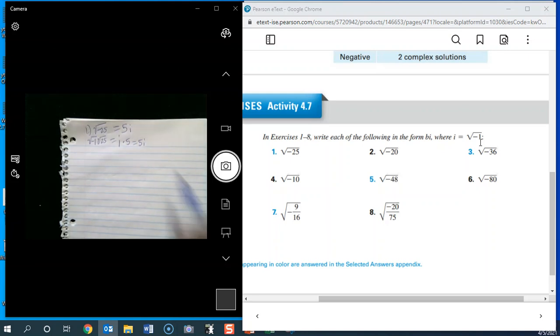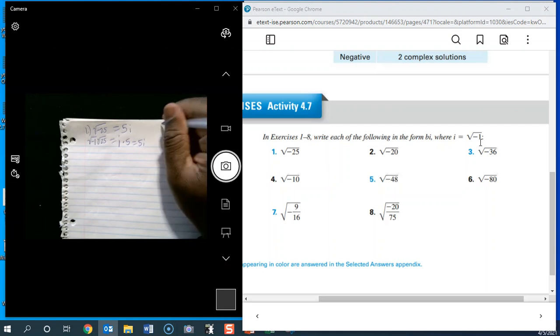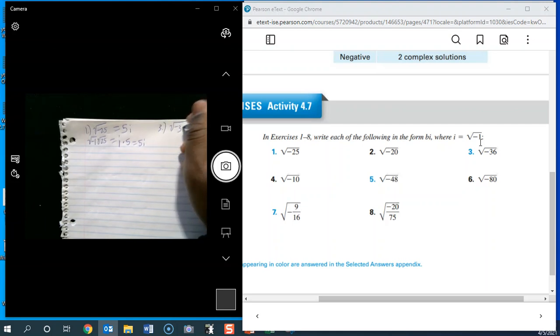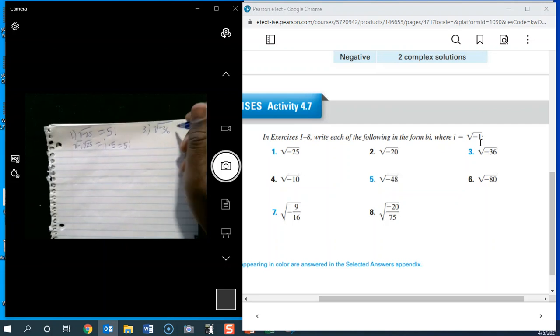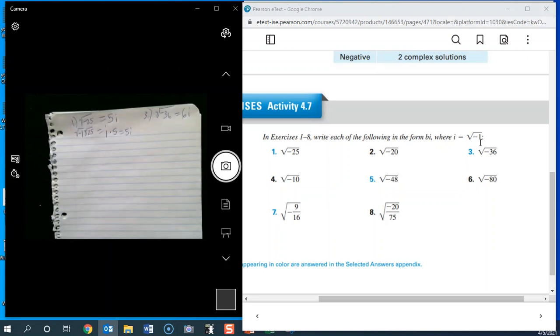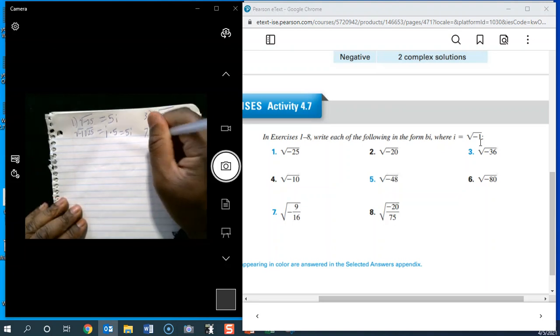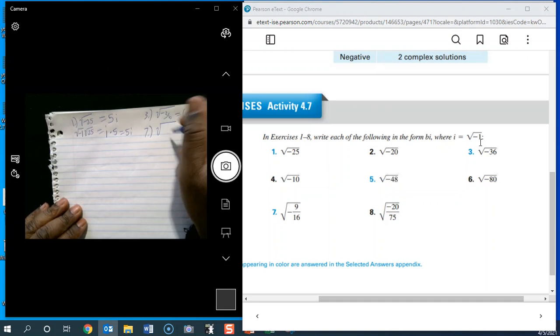So basically, bringing it back to what I was saying up here, we know the square root of 25 is 5. The square root of a negative value will give you i. So that's how you could tell that it's 5i. Now, let me do number 3 as well. Square root of -36. Using the same logic, the square root of 36 is 6. The square root of the negative will give you i. So it'll be 6i. Now, number 5 takes a little bit more work, but I'm going to jump to number 7 first. Let's do number 7, then we will come back to number 5.